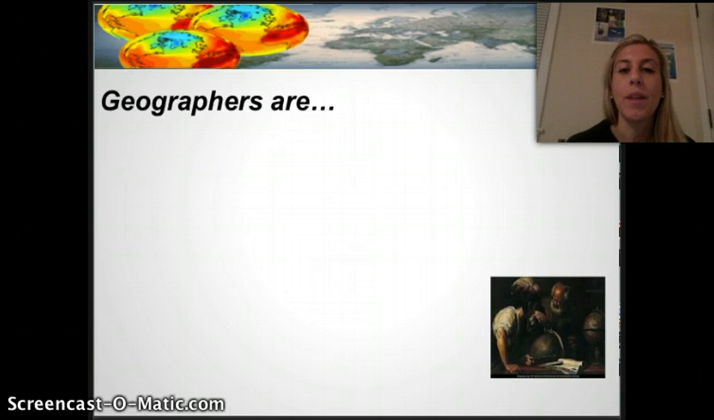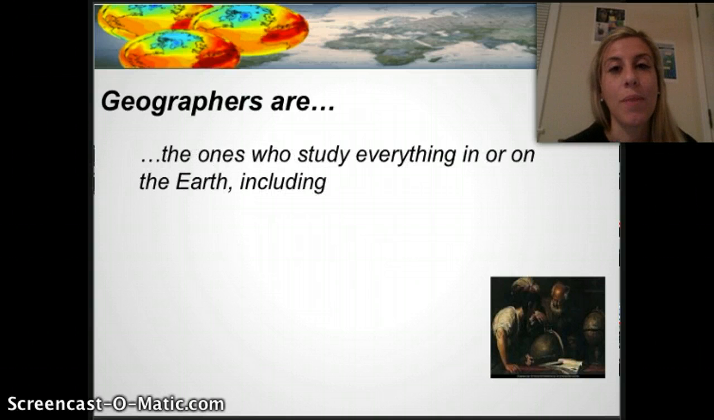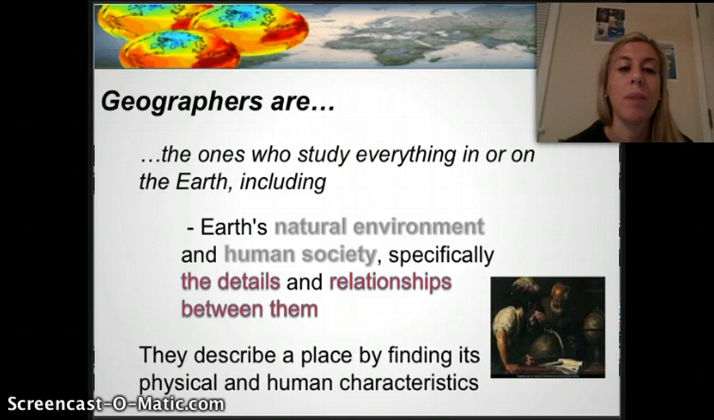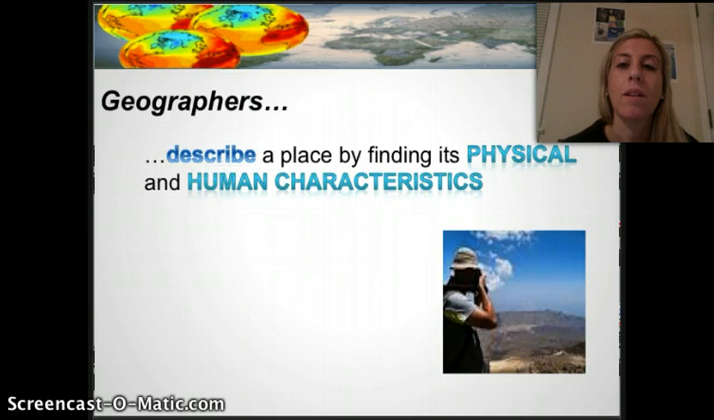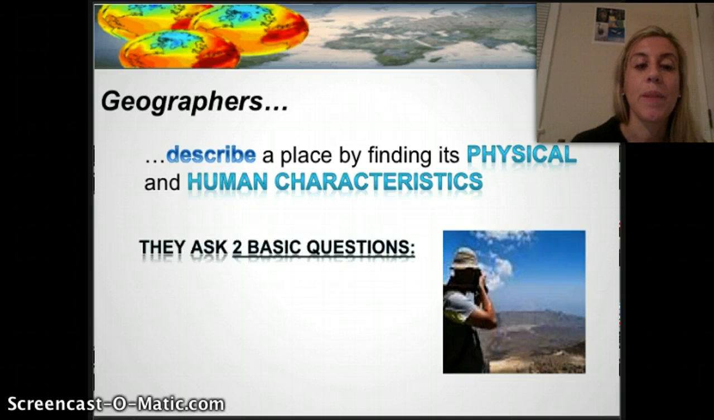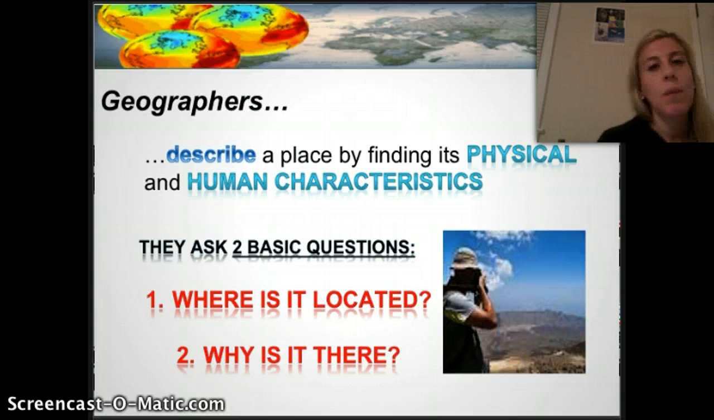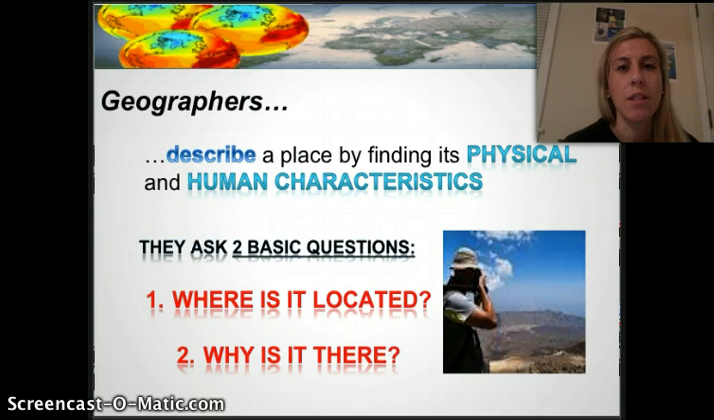So who are geographers? Well, like we also discussed last unit, geographers are the ones who study everything in or on the earth. That includes Earth's natural environment and human society. And most specifically, the relationship between human society and the natural environment. They describe a place by finding its physical and human characteristics. They ask two very important basic questions. Where is it located? And why is it there? Now think about those questions in the context of some of the discussions we had about the ancient civilizations and the start of the early man. Sound familiar, huh?